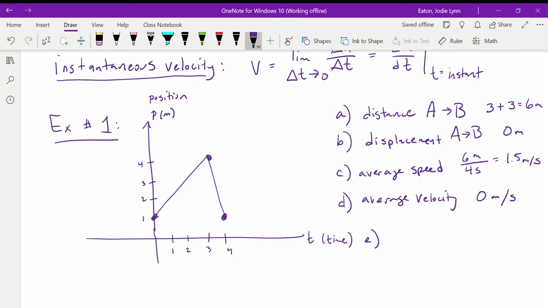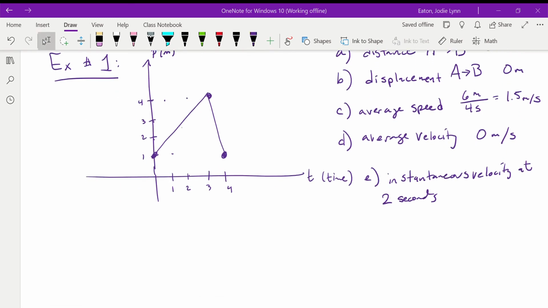And our instantaneous velocity at 2 seconds. If we look at 2 seconds, we have a line. Since it's a linear relationship here, it's just the slope of the line. We don't have to try to draw a tangent line or take a derivative. The slope of the line is 3 meters over 3 seconds, which is 1 meter per second.